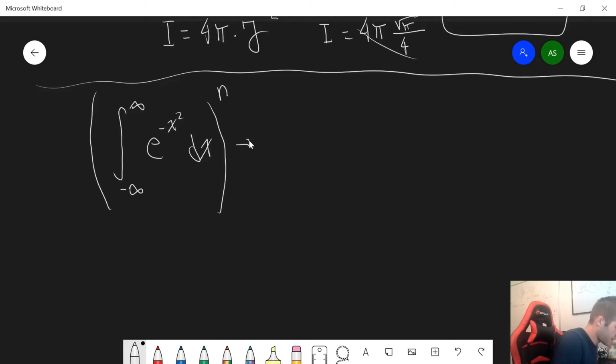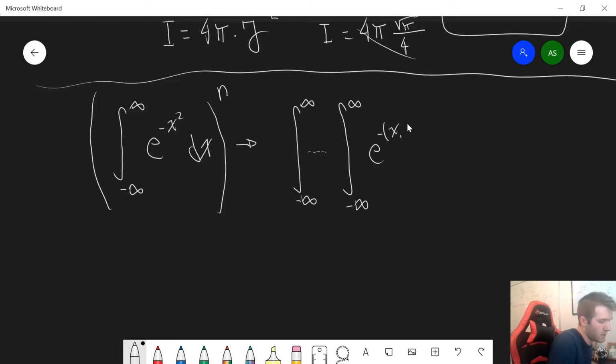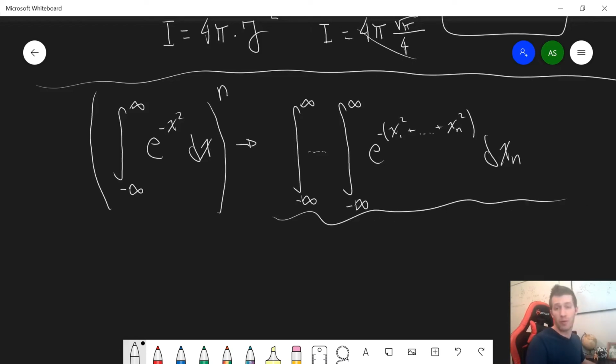Now, what does that give us? Well, we're just going to have our integral that goes from negative infinity to infinity, and our integral from negative infinity to infinity of e raised to the negative, parentheses, x1 squared plus dot dot dot plus x sub n squared, because we're going n terms here, dxn. Okay, so this is what we're going to be working off of.